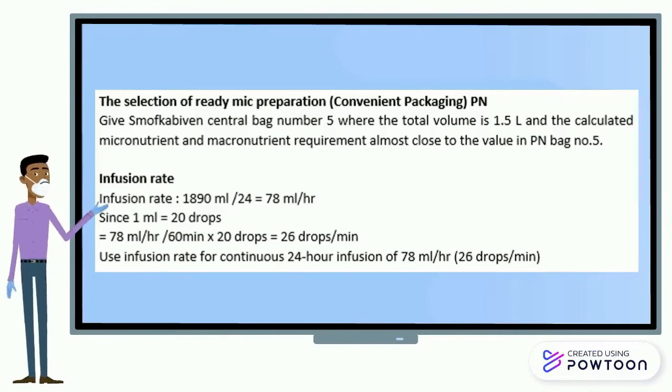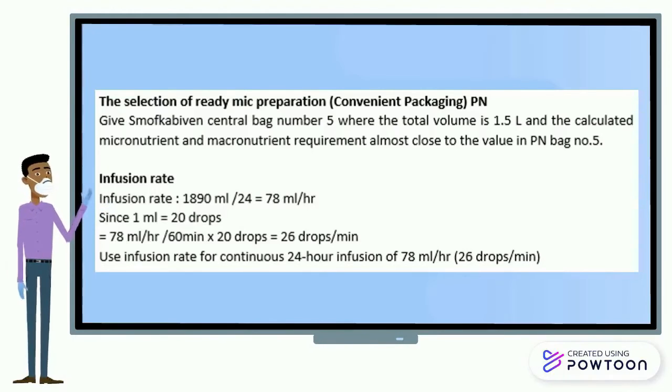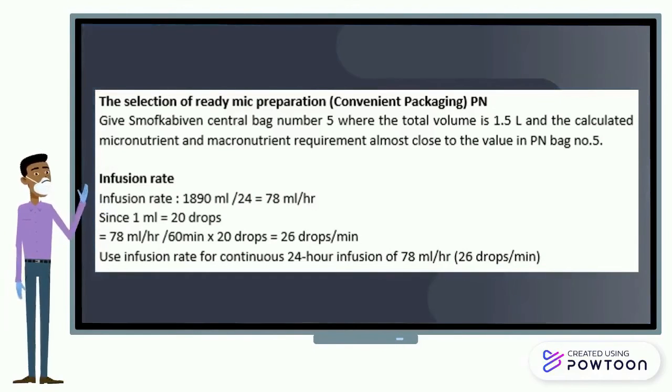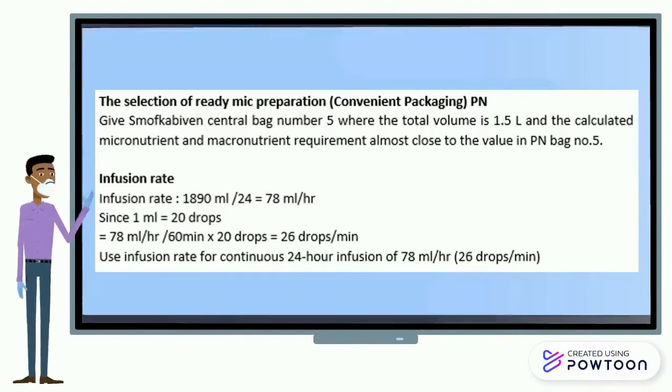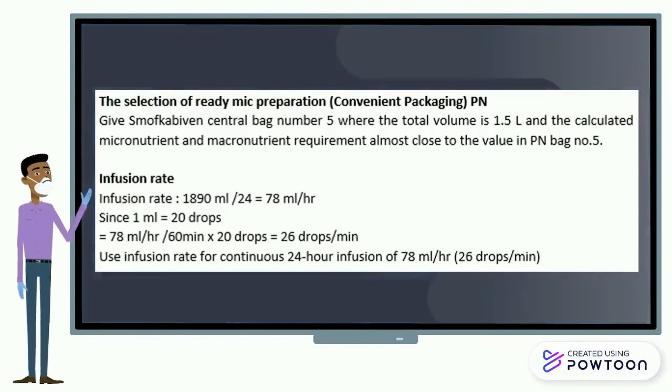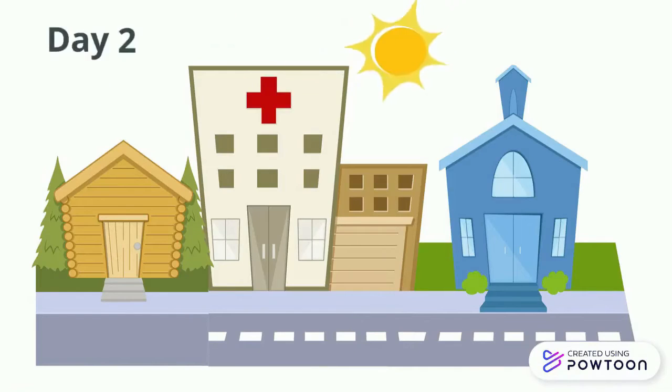For the infusion rate, is 78 milliliter per hour. Since 1 milliliter equals to 20 drops, 78 milliliter per hour over 60 minutes times 20 drops will get 26 drops per minute. So, the used infusion rate for continuous 24-hour infusion is 75 milliliter per hour, which is 26 drops per minute. We are done with day 1.